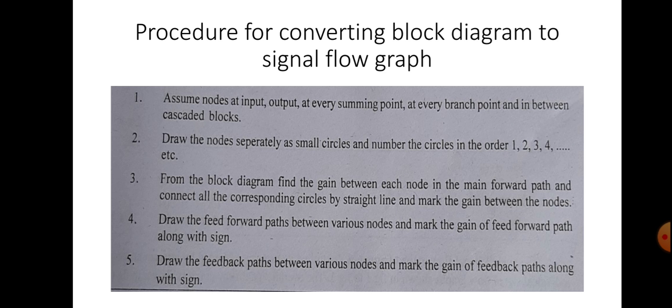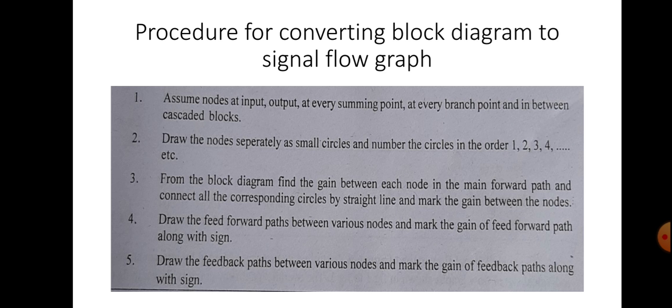In the block diagram there will be input, output and variables, and summing points will be there. So for each of those components we will assume a node. The next step is to draw the nodes separately as small circles and number the circles in order 1, 2, 3, etc. First of all we will draw the nodes, which are represented by circles, and then we will number the nodes. That is for identification purpose.